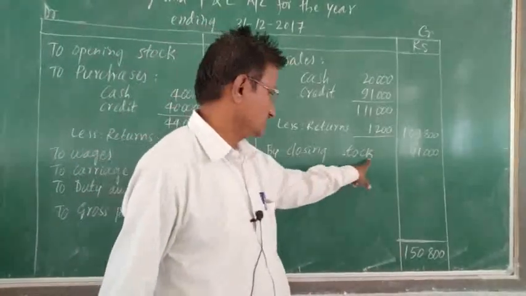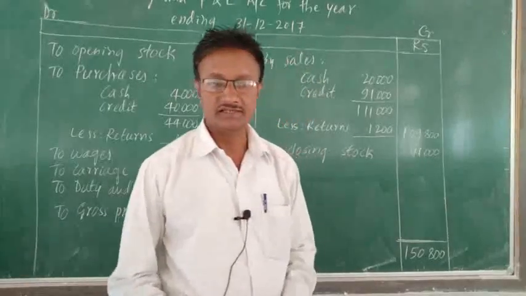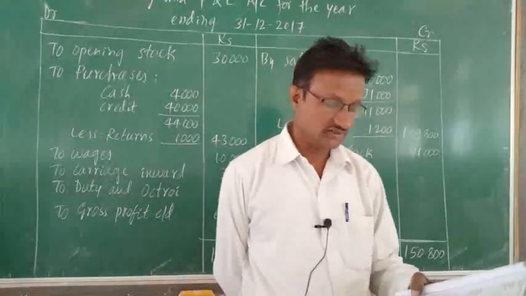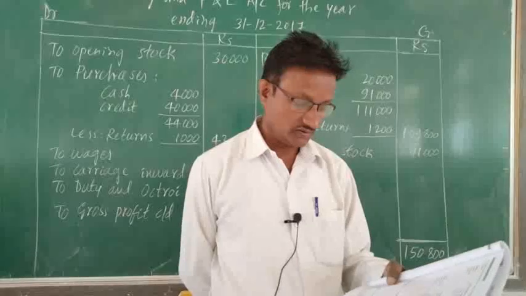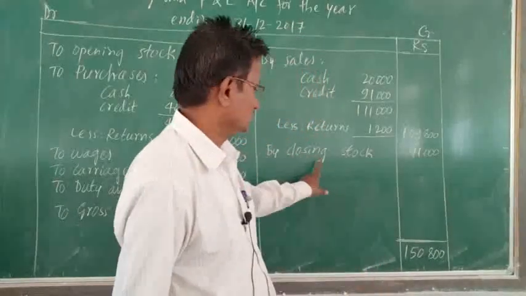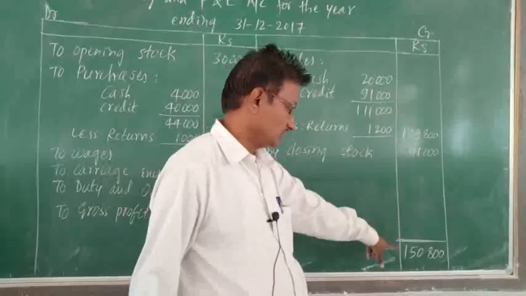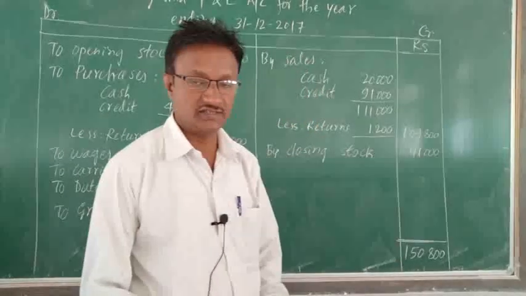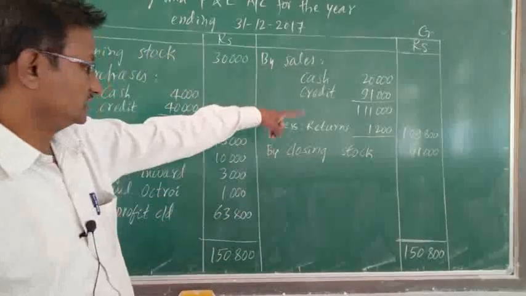And take the closing stock on the credit side. By closing stock 41,000. It is given in the other information: stock on 31st December 2017 is 41,000. So closing stock is 41,000. Total is 1,50,800. Here the credit side is more.